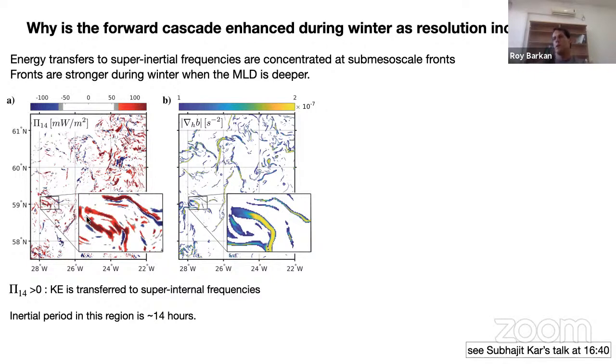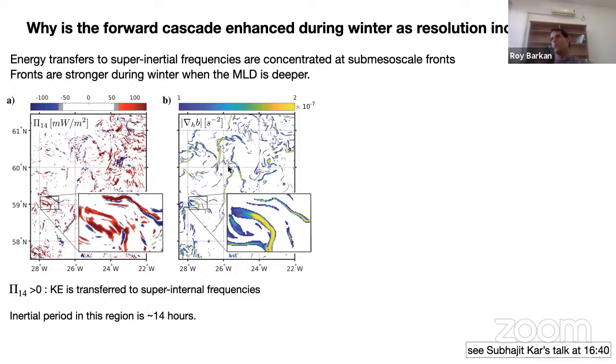And so you can see here forward transfer that's happening at these regions. And these regions are the same places where we have very strong lateral buoyancy gradients, or if you like, very strong fronts, where I'm only showing here the 90th percentile of the buoyancy gradient. So these are very strong fronts.